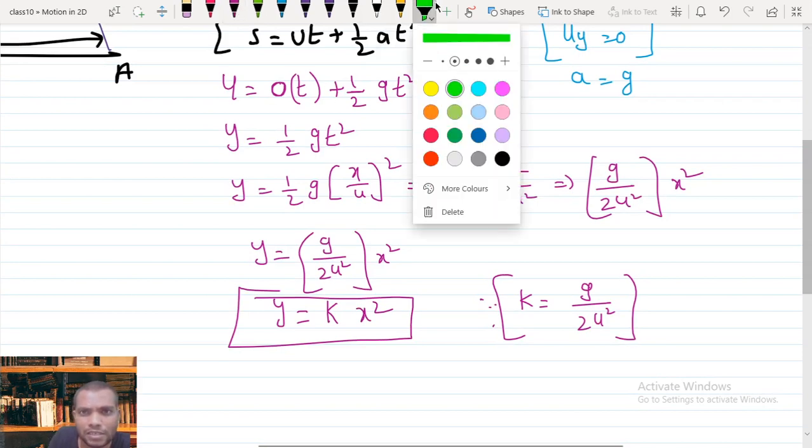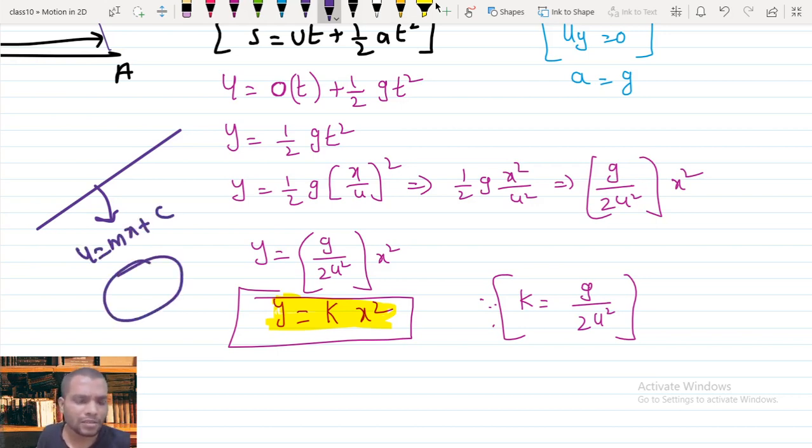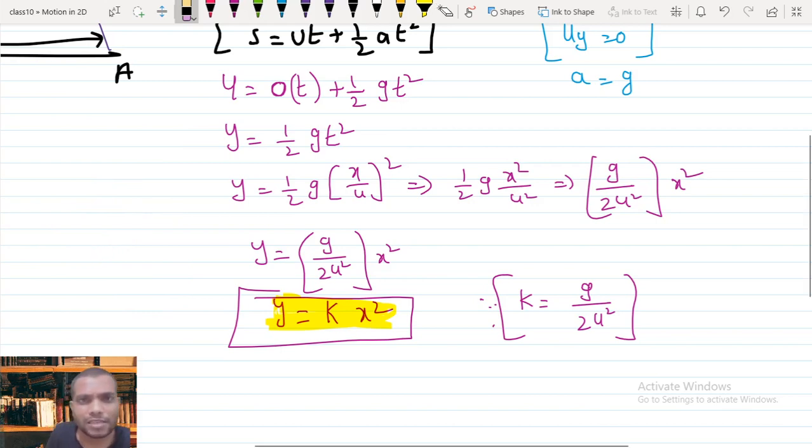So this is the mathematical expression for a shape known as a parabola. In mathematics, a straight line has its own equation. Suppose I draw a straight line, we represent it by the equation y equals mx plus c. And a circle also has an equation, x square by a square plus y square by b square equals 1. So different shapes have different mathematical equations. This equation represents that the given trajectory is a parabola, or we can say this is a quadratic function, in which y is a function of x square.